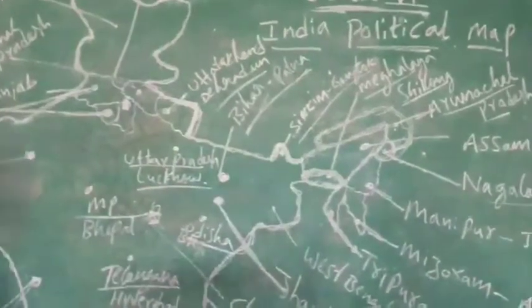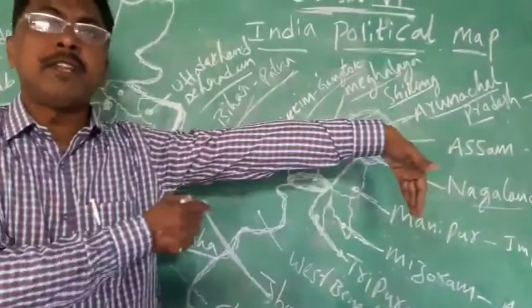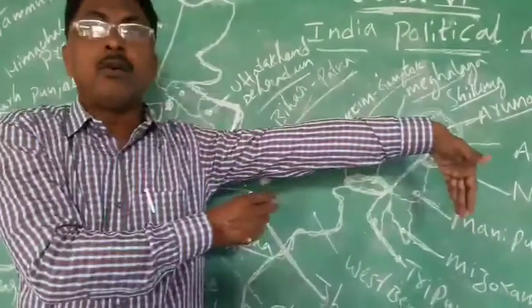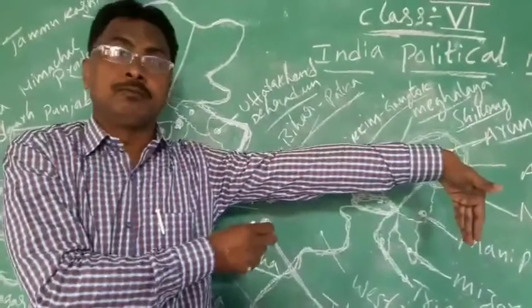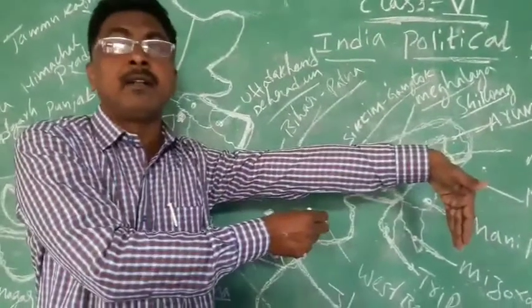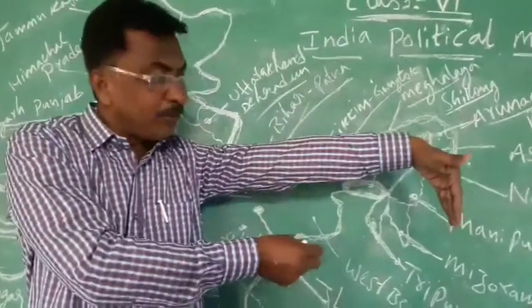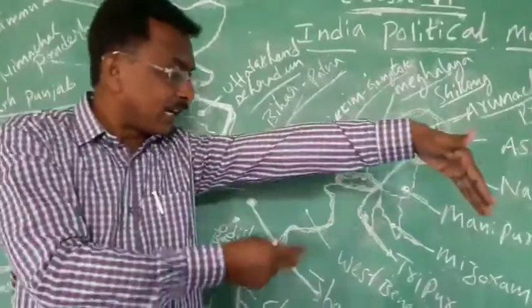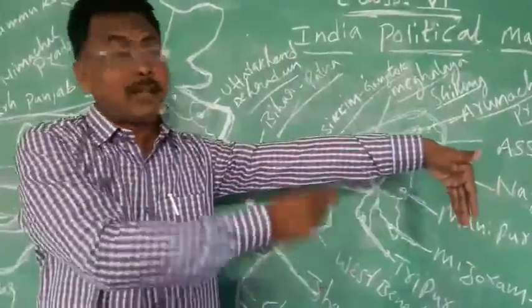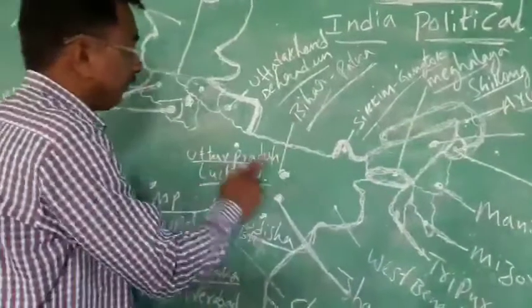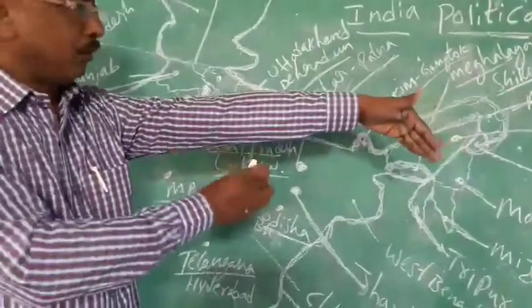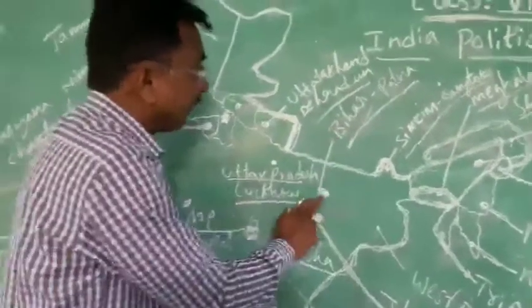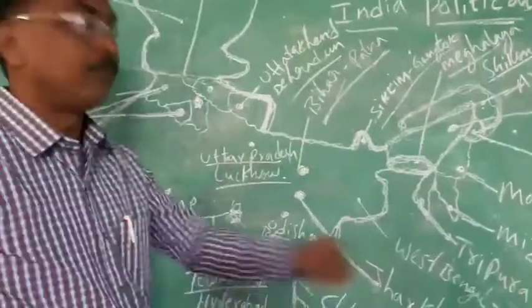I am showing you now. It is like this here, Uttar Pradesh. Now I showed you this, Uttarakhand, Dehradun. Here Uttar Pradesh, that is Lucknow, and beside that we have Bihar, Patna. Down of Bihar we have Jharkhand, Ranchi. You see, Uttar Pradesh, Lucknow; Bihar, Patna; and Jharkhand, Ranchi.